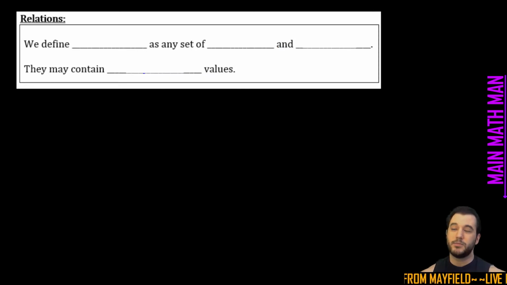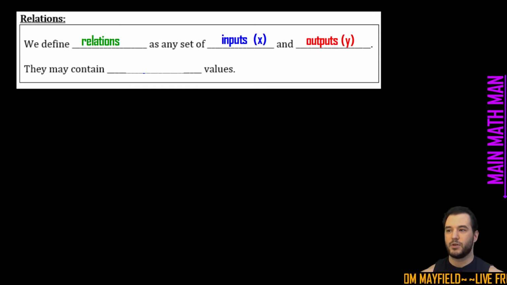So now some new items that we want to talk about. We want to see, well, when we're talking about relations, what are we thinking of? Well, we define relations as any set of inputs, which are x values, and our outputs, which are y values. However, they may contain repeated x values. And you're probably wondering, what do you mean by that?